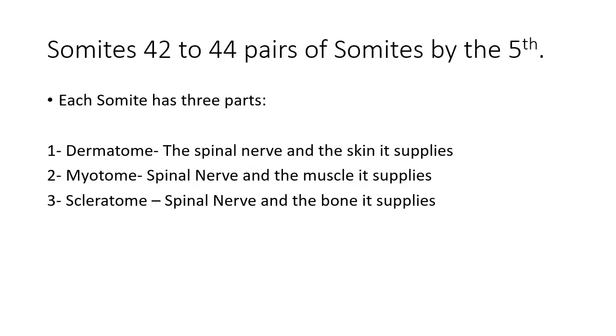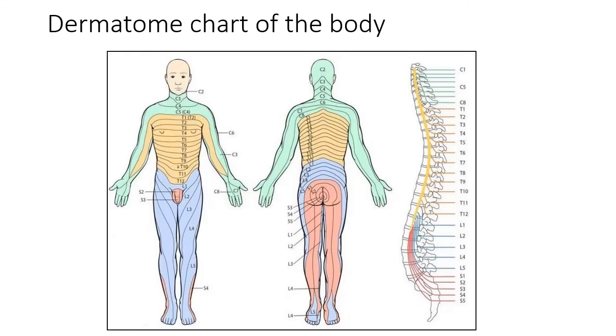And there are 42 to 44 pairs of somites by the 5th week. And each somite has 3 parts. And we talked about this. Dermatome is the spinal nerve and the skin it supplies. Myotome is the spinal nerve and the muscle it supplies. And sclerotome is the spinal nerve and the bone it supplies.